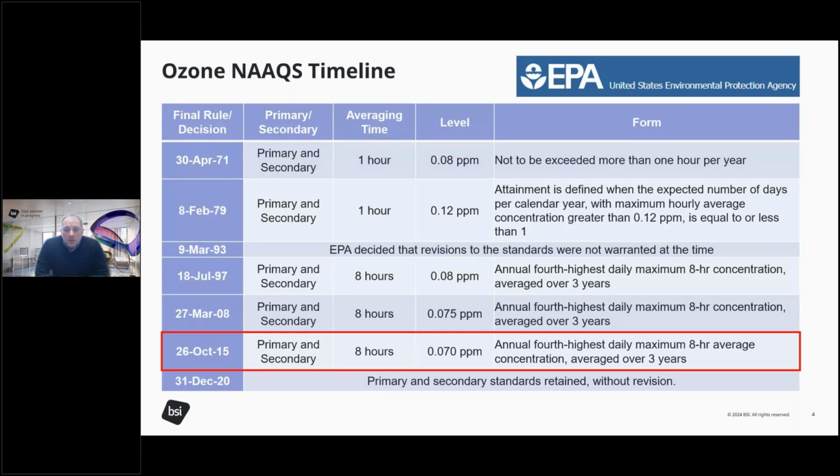And then the 8-hour standard was lowered in 2008 to 75 parts per billion, and then finally again in 2015 to 70 parts per billion. So it's this 2015 standard that is causing the Cleveland area to be classified as serious non-attainment.